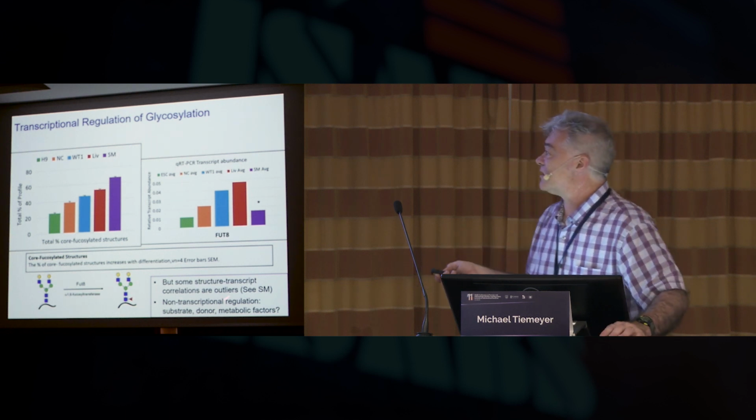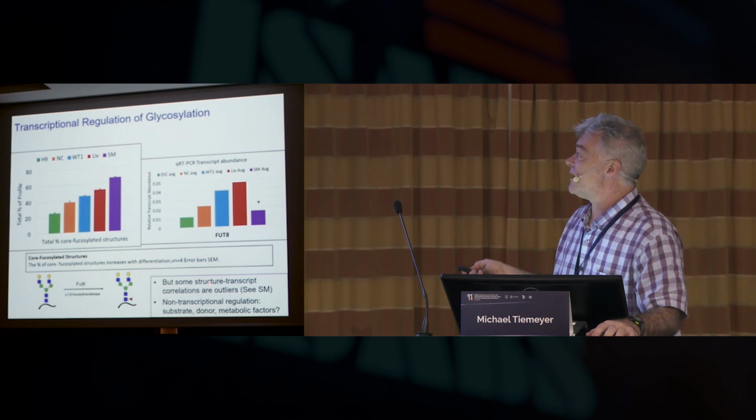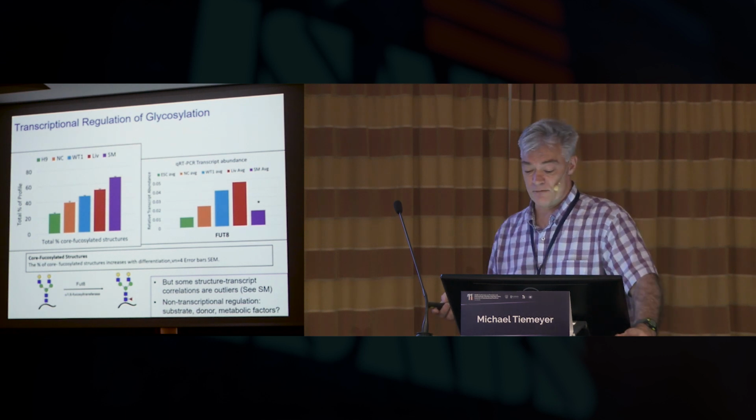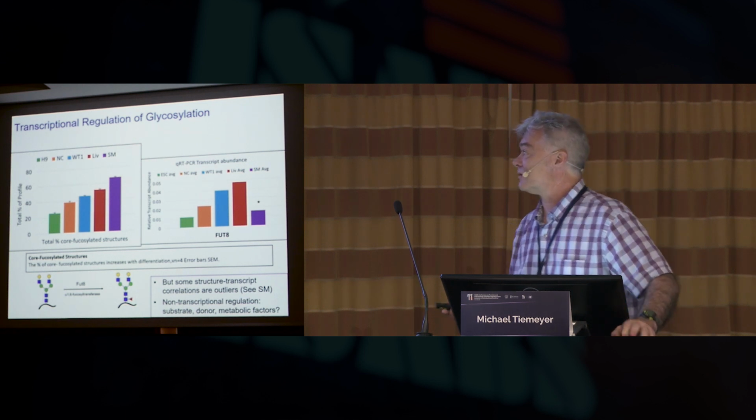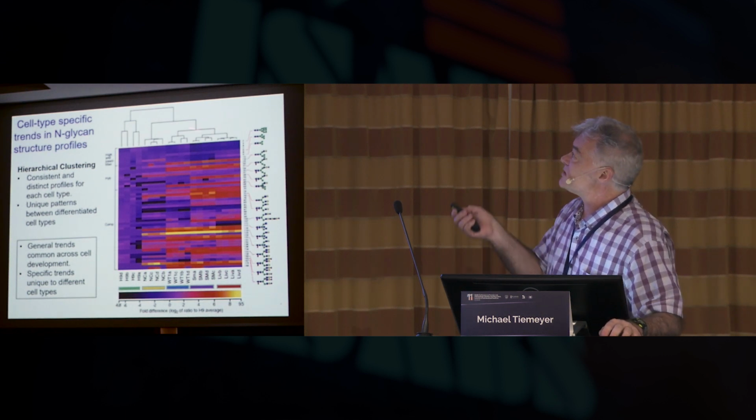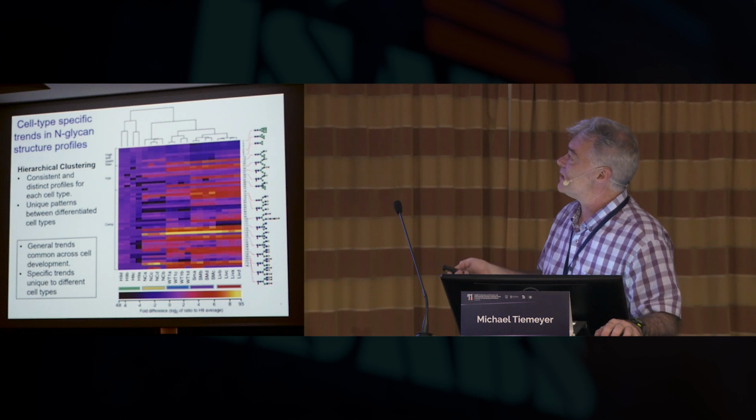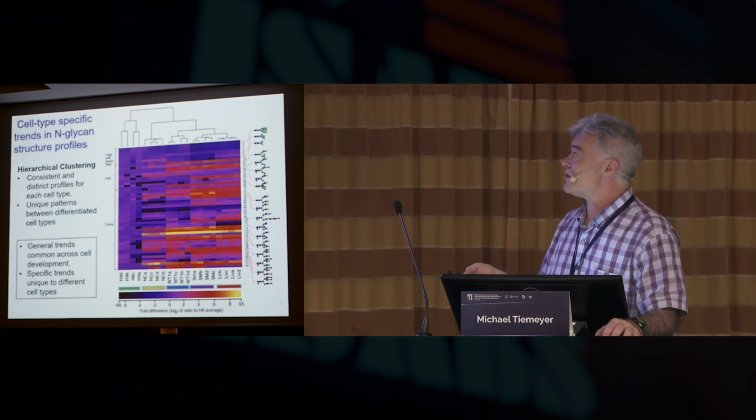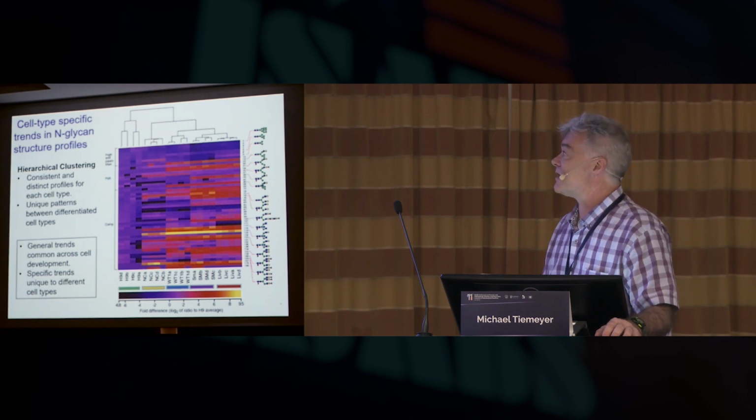So in some cases, clearly glycan heterogeneity is driven by transcript abundances, but in other cases, there are going to be other factors that are driving the heterogeneity of glycans on proteins. So this is just looking again at the glycan profile clustering. There are obviously some general trends that are common across cell development, as well as some specific trends that are unique to different cell types.